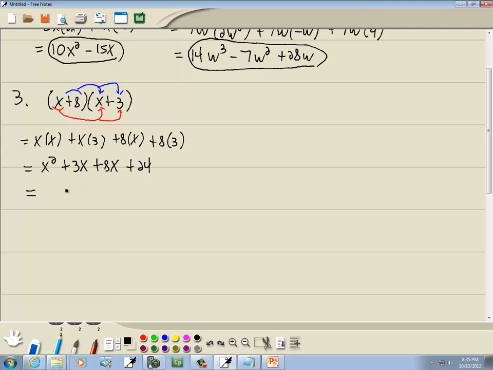Now, no matter where you are in math, you should combine together like terms. Like terms are the same variable, the same power. Here's x to the first, here's x to the first. Now, to combine together like terms, you add or subtract the numbers that are out in front. Well, 3 plus 8 gives us 11x. And 24 carries down. Now you want to make sure it's in standard form from largest power down to smallest, which we're okay.